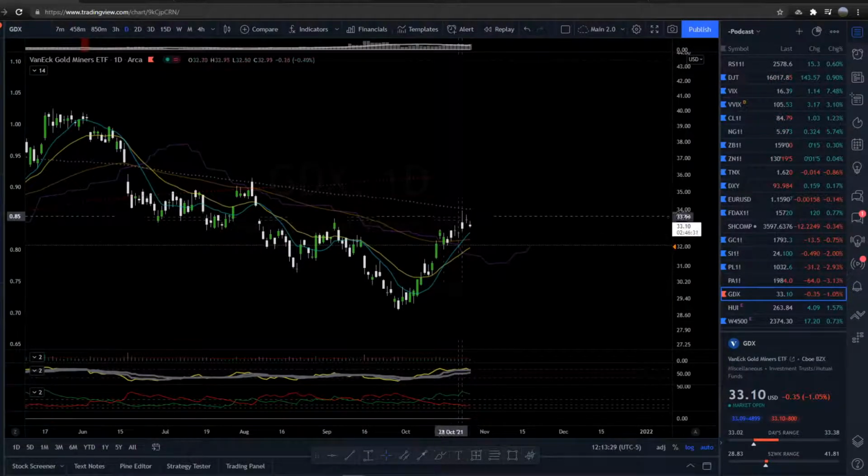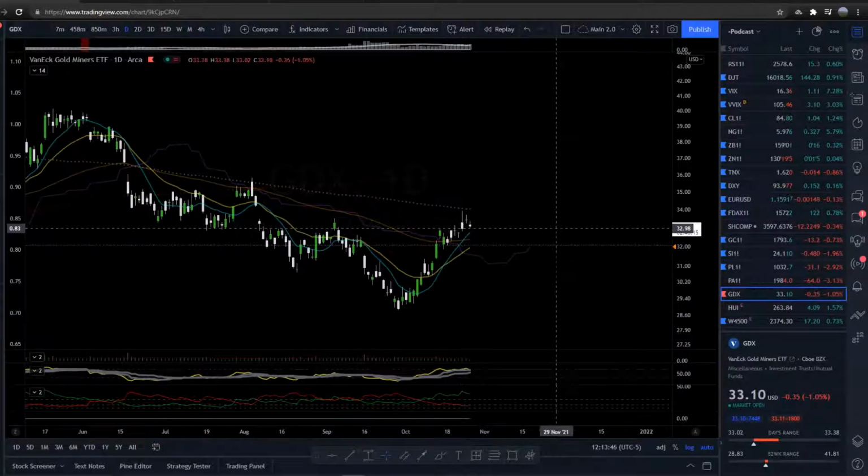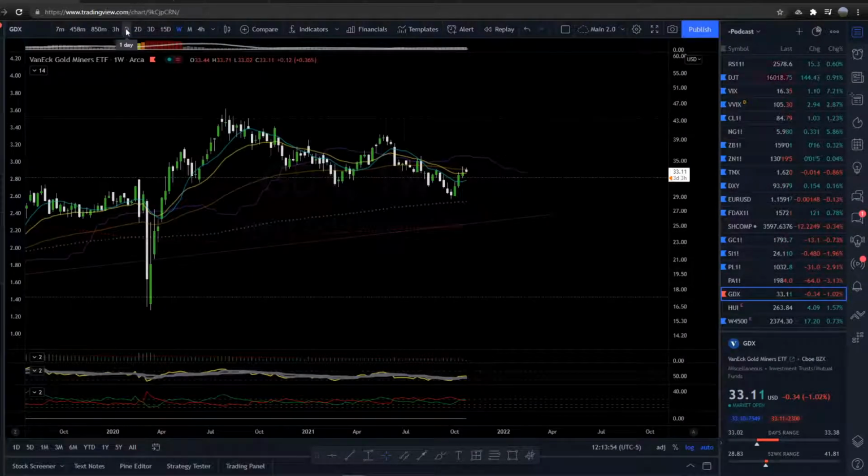GDX, getting a little selling. I might take my GDX off today because that is an interesting development here. And I'm not sure I want to be exposed with the little weakness. I don't like this. It's kind of meh right on the 200. I might just take it off and wait for a couple of days and see how this week closes out, which let's go look at the weekly real quick.